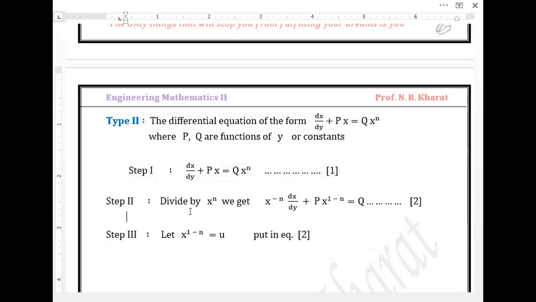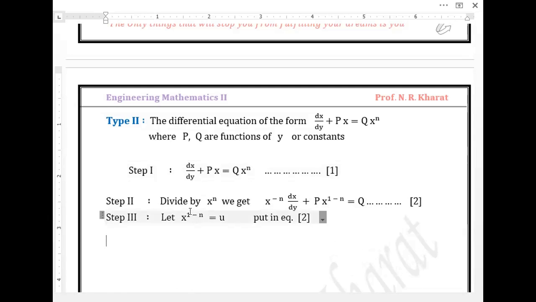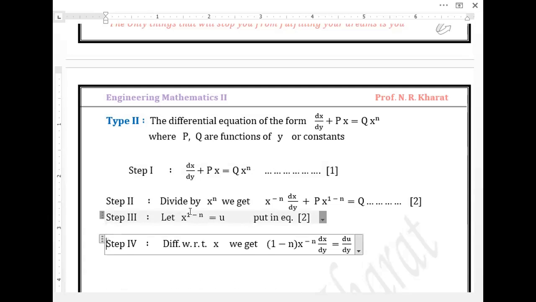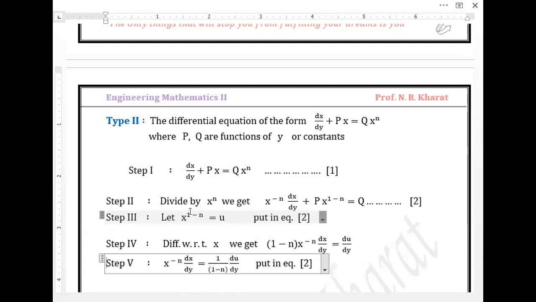That is defined here. Again, we differentiate this with respect to y, because our example contains dx upon dy. The differentiation of x raised to 1 minus n is (1 minus n) x raised to minus n dx upon dy is equal to du upon dy. So x raised to minus n dx upon dy is nothing but 1 upon (1 minus n) du by dy. This is the value of that particular term.